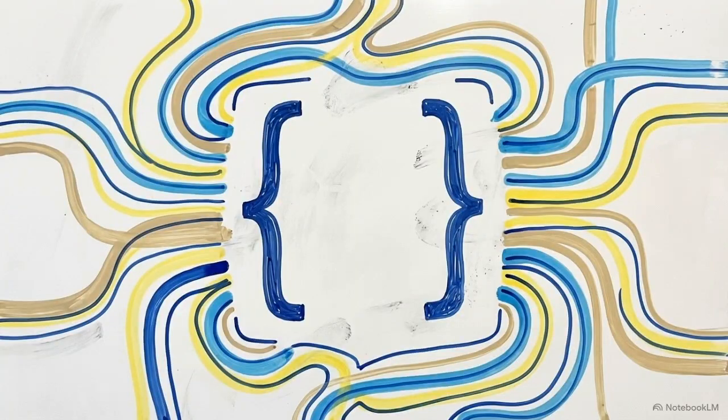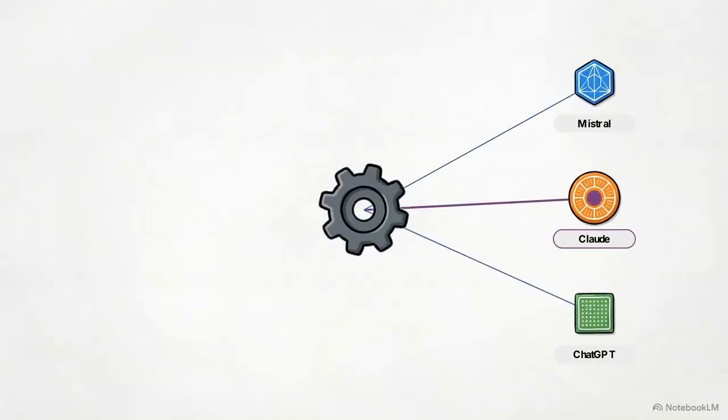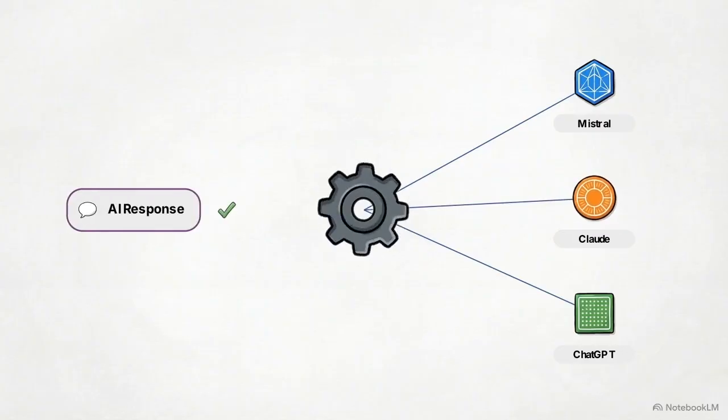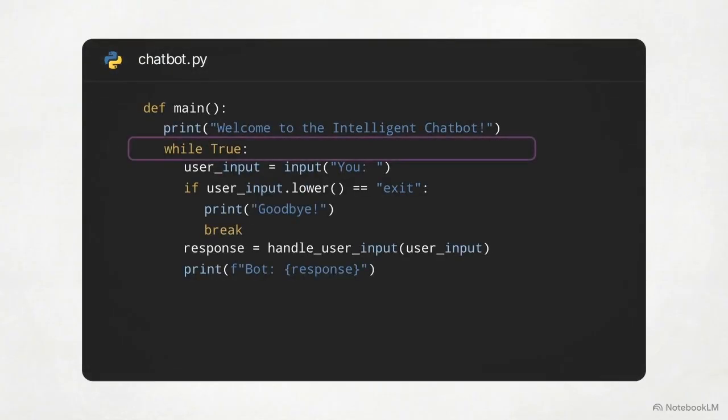To make this logic usable, we create a handle_user_input helper function. This passes the user's text through our routing logic and returns the specific response from the chosen AI. We wrap the main application in a while True loop. This ensures the script continues to prompt for input, so the user can ask multiple questions in a single session.